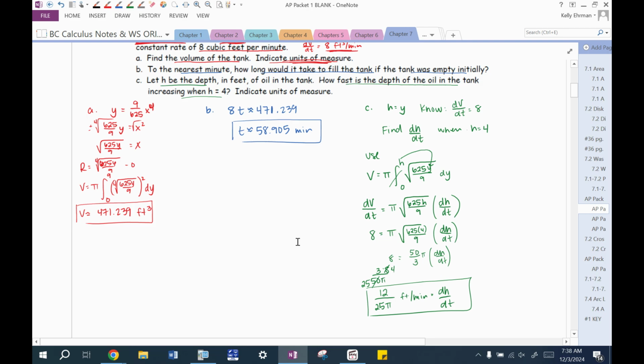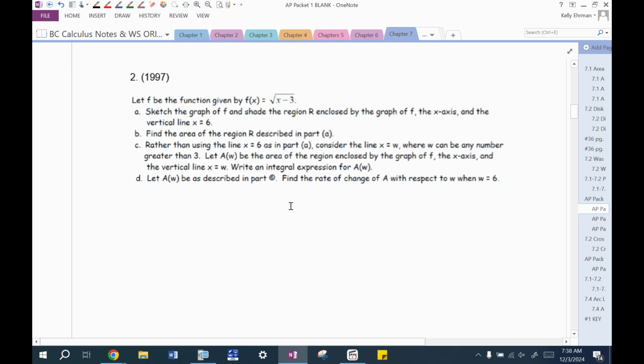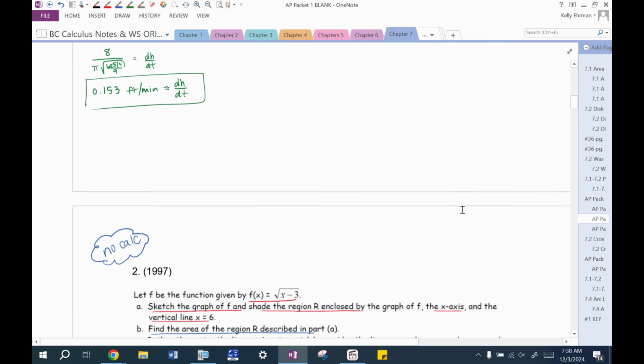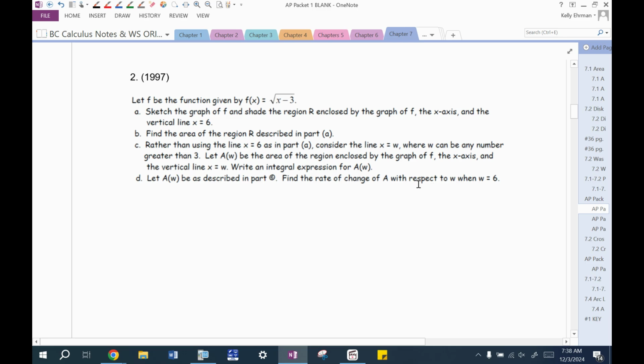All right, I think I have time for one more problem. So let's do number 2. Number 2 is a non-calculator. Let me double check that. Yeah, number 2 is a no calculator problem. So sketch the graph of f. f of x is the square root function. Shade the region R enclosed by the graph of f, the x-axis, and the vertical line x equals 6. So part A is just sketch this thing.